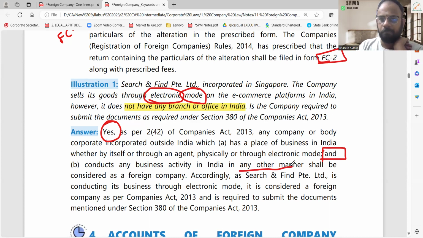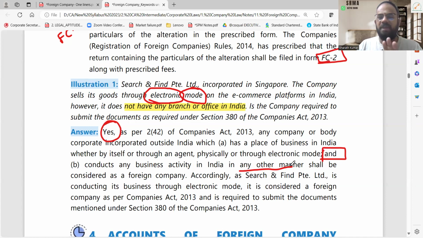That's all, very simple. So don't get deceived: if no branch or office in India is there, that does not mean it is not a foreign company. Don't be deceived by that. You should understand that it can be you or through your agent. Somehow activity is happening, physical or electronic, you or agent or whatever. You are ensuring that the business activity is happening. Place of business somehow with some other person is happening. Submit the document. You cannot escape from that obligation.